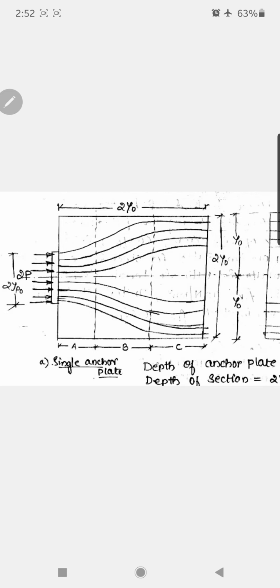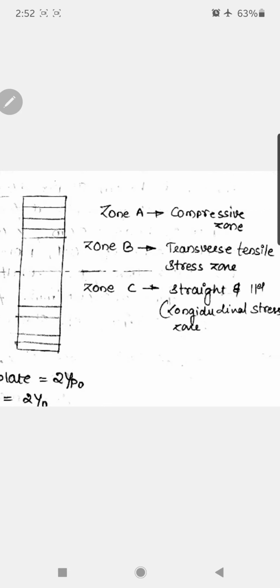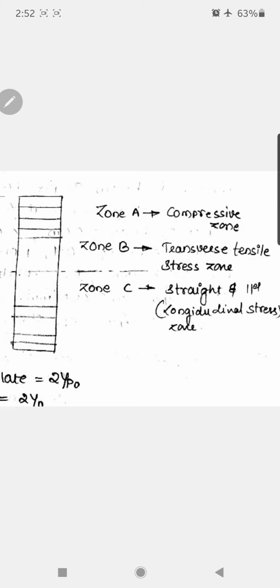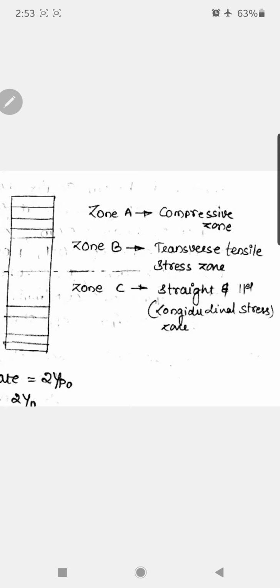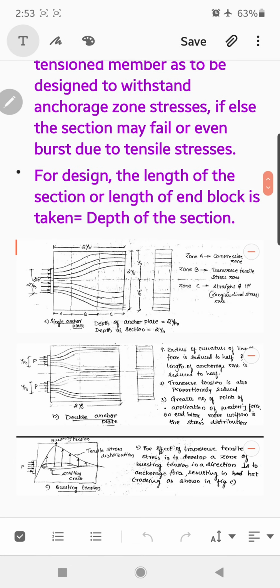The stress distribution is divided into zone A, B and C, where zone A is the compressive zone. We see the compressive zone stresses there, and zone B has the transverse tensile stresses, and in zone C we see the straight lines, which is the longitudinal stress zone. So the depth of the anchor plate is 2yp0, and 2p is the pre-stressing force, and the depth of the end section is 2y0. This was for the single anchor plate.